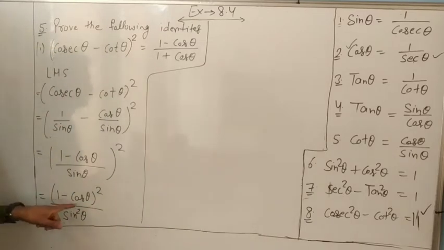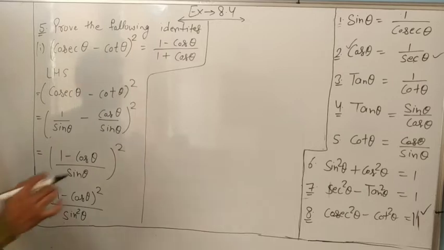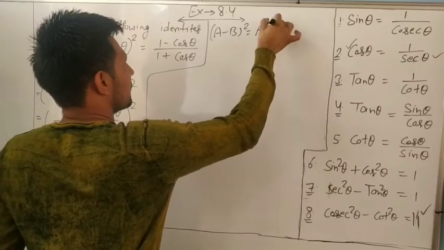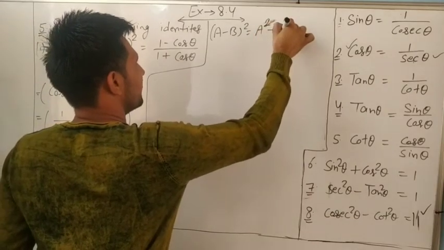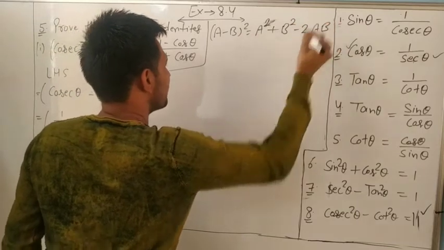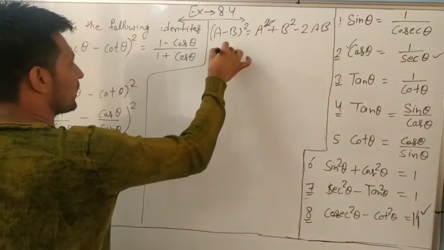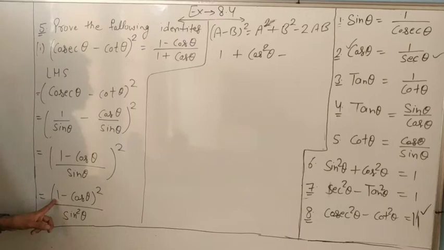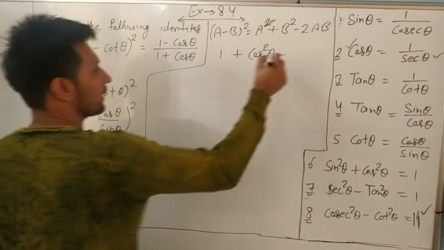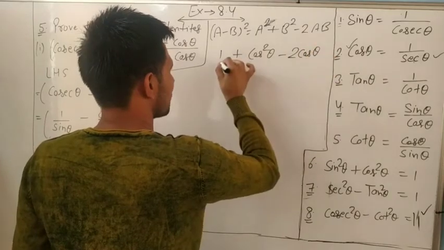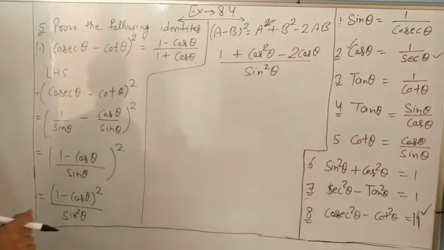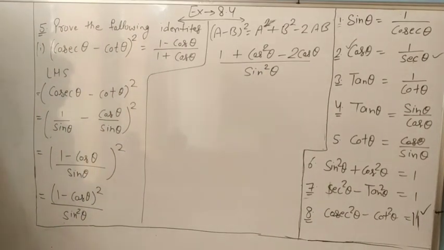It is the (a minus b) whole square formula. Always write the formula. (a minus b) whole square is a square plus b square minus 2ab, dear. Now a is 1, so 1 square is 1, plus b square, cos square theta, minus 2 into a, a is 1, 2 into 1 into cos theta, 2 cos theta, divided by sine square theta. Look at what we will do. Now it has become this, okay.